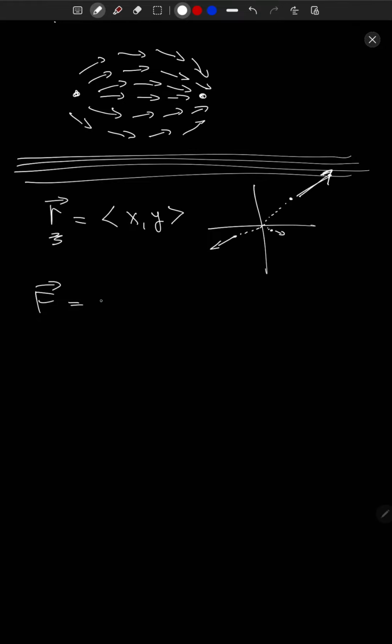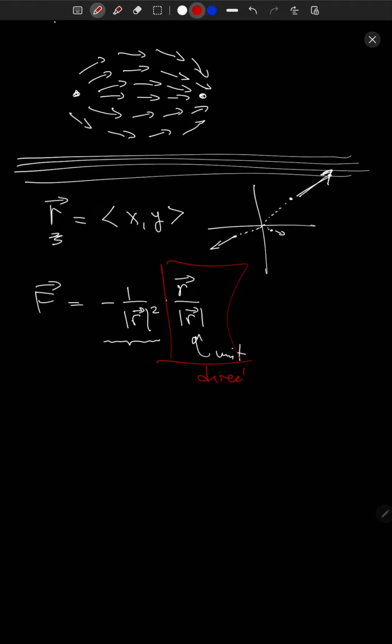So one thing we can do is something like this: minus 1 over the length of r squared, times r over the length of r. So that makes this a unit vector. That's why I wrote it this way. So the length of the vector is actually this, and the second term expresses the direction. It's pointing, if you include the minus sign, inwards. And then this here is the magnitude.